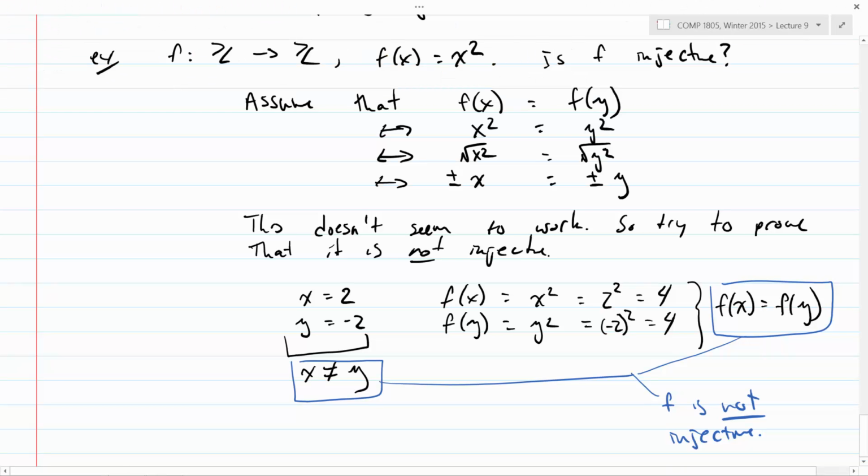And any x that equals minus y, as long as it's not 0, will do this job. So you could have picked 1 and minus 1, 3 and minus 3. Anything will work. Any questions about that?